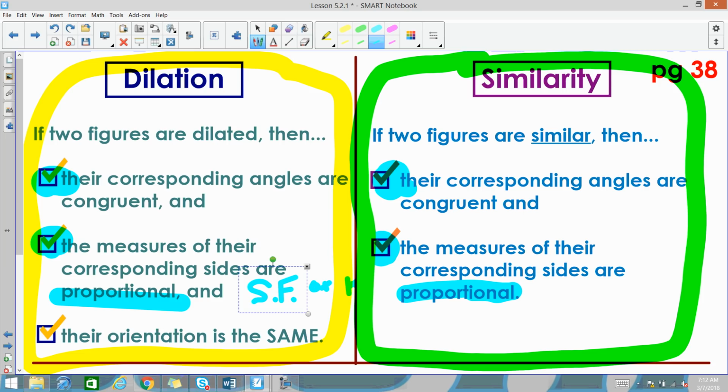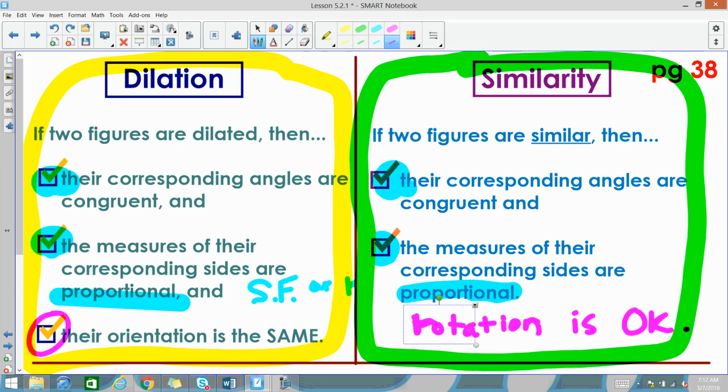The thing that's different between dilation and similarity is this last one. In dilation, the orientation is the same, meaning that your original image and your final image haven't rotated at all. It's in the exact same position. Like angle A is up in the top right, angle A prime is in the top right. In similarity, rotation, R-O-T-A-T-I-O-N. Sorry, I'm writing with a highlighter, probably not the best. Rotation is okay. And that's the thing.